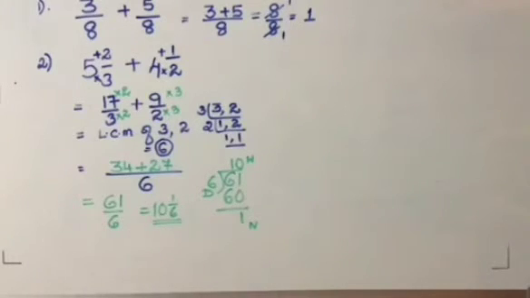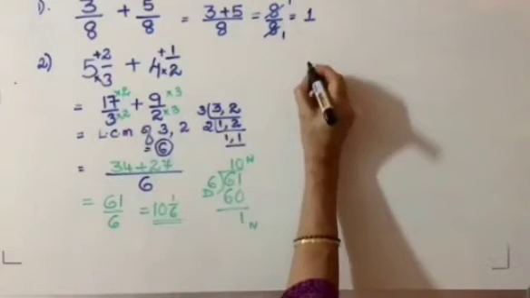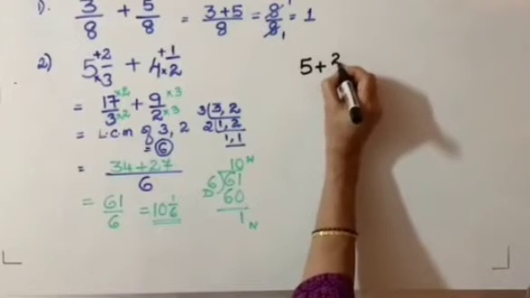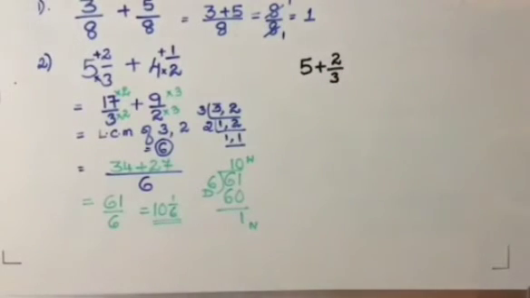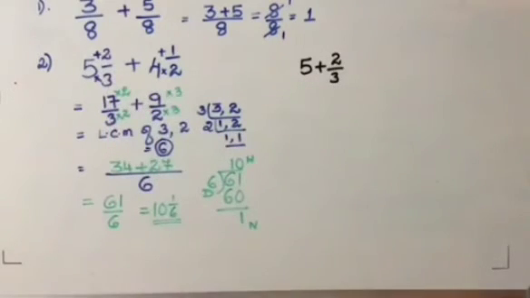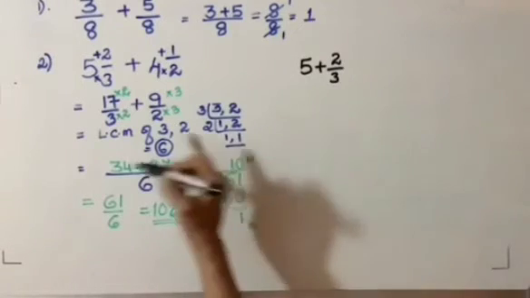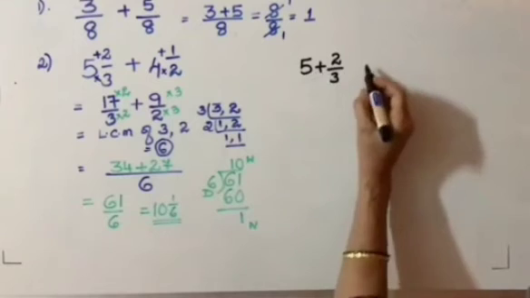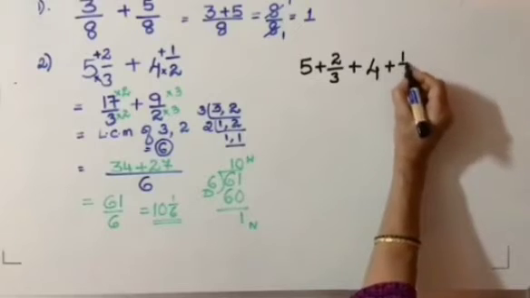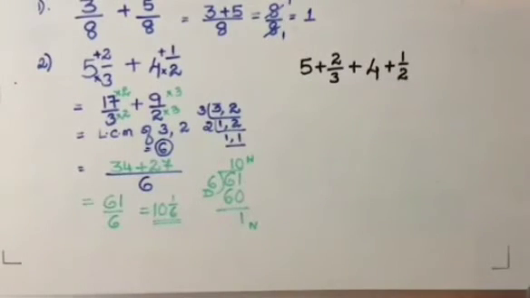So in the other method, one thing you have to learn is whenever we write 5 2 by 3, it's nothing but 5 plus 2 by 3, children. Let me repeat. 5 2 by 3 is nothing but 5 plus 2 by 3. 1.5 is nothing but 1 plus half. 3.25 is nothing but 3 plus quarter, and so on. So 5 2 by 3 I have written as 5 plus 2 by 3, plus 4 plus half.